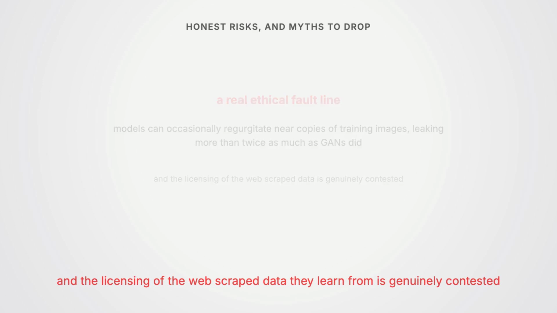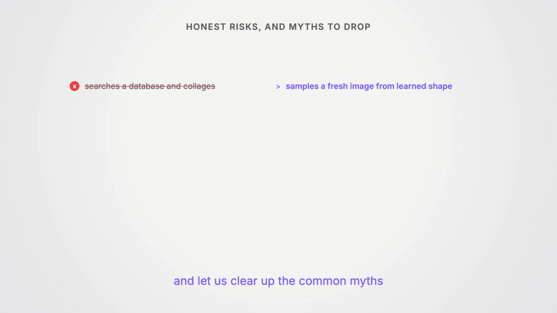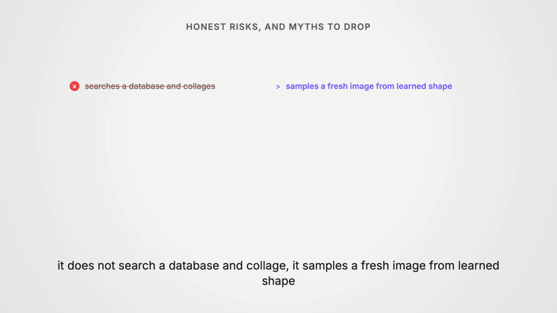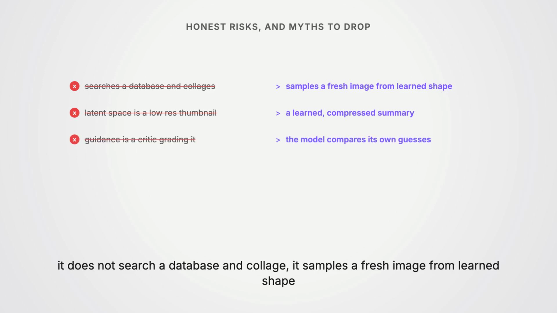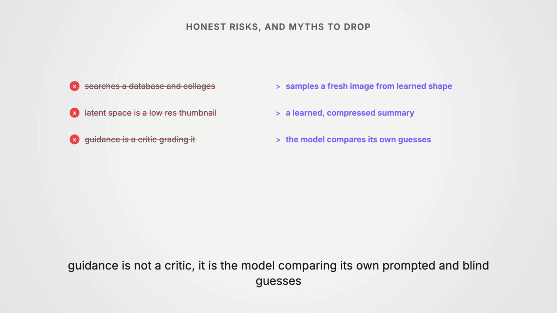And let us clear up the common myths. It does not search a database and collage existing images. It learned the overall shape of what real images look like and samples a fresh one, with that rare memorization being the exception, not the method. Latent space is not a low-res thumbnail. It is a learned, compressed summary. Guidance is not a critic grading the picture. It is the model comparing its own prompted and blind guesses. And not all image AIs are diffusion. GANs came before, and the autoregressive token models are a different engine entirely.